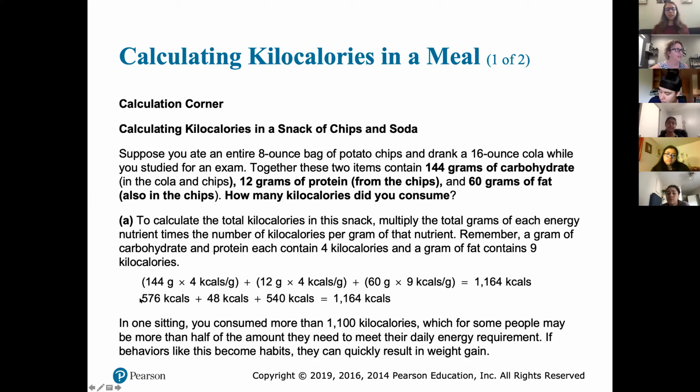Okay, but for the purposes of this, this is what I want you to be able to do: know that if I have 144 grams, remember there were 4 grams per kilo. So when we do this, what's going to cancel out? The grams right here are going to cancel out, and this number right here is going to give me the kcals. So when you take 144 and you times it by 4, you get what?